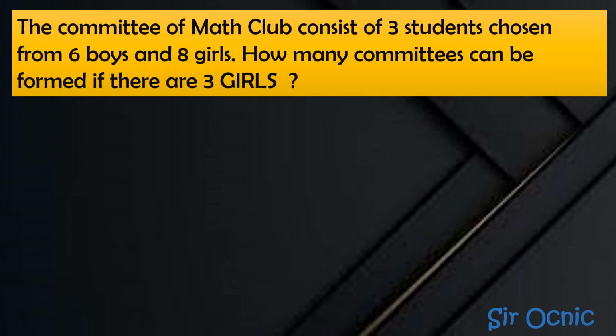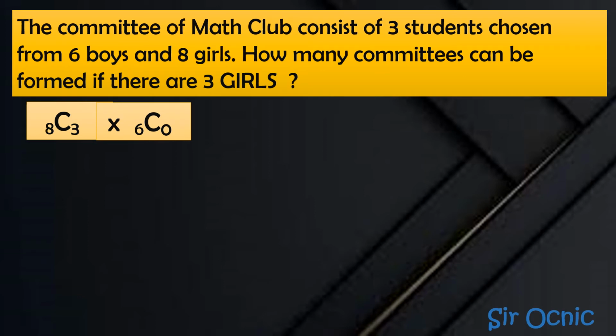What if the committee should have 3 girls? In order for us to compute the total number of committees that can be formed, if there would be 3 girls in the committee, that will be 8C3, since we have 3 girls from the group of 8, times 6C0, since there should be no boy in the committee formed.